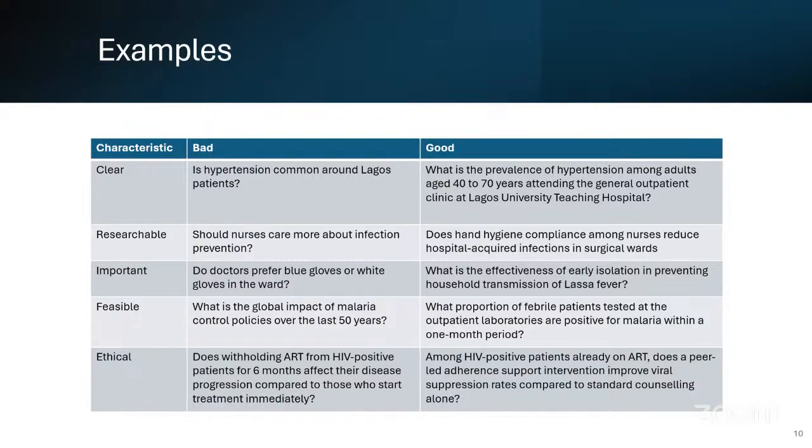You can't generate a research question asking, does withholding ART from HIV patients for 6 months affect their disease progression compared to those who start treatment immediately? Even though it may be of interest to some people, it's not ethical. When there is an available treatment, you don't want to withhold treatment from people who need to be treated. That's unethical. So you must ensure when generating your questions that they are extremely ethical.